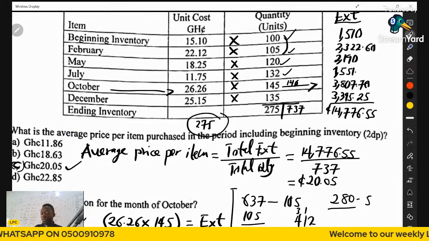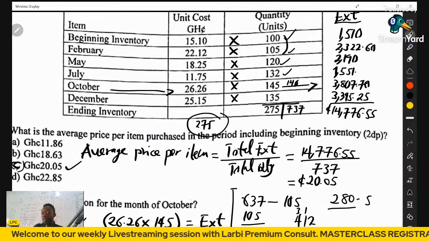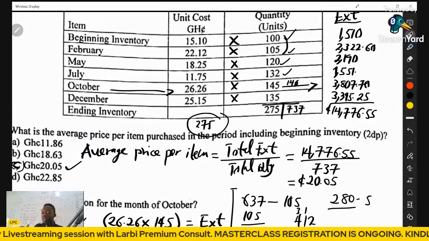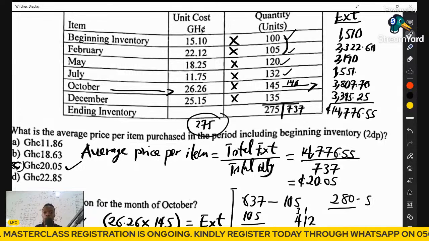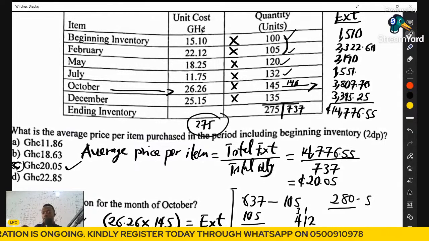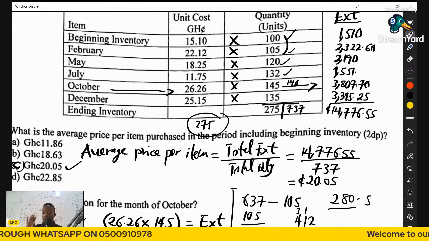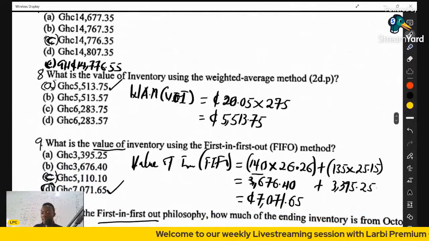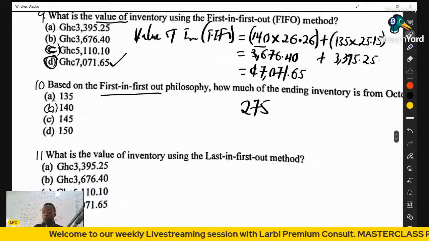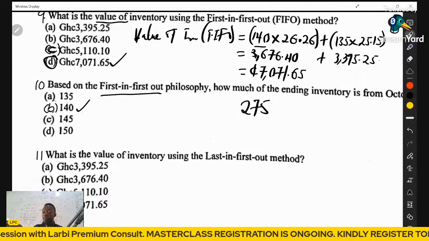They can even ask you how much of the ending inventory in terms of quantity is coming from December. That should be 135. If they ask how much of the ending inventory is coming from July, do you have any ending inventory coming from July? No, so that should be 0. These are the ways they can tease you to think in order to get an answer to a problem. This is how you need to reason so that we understand the concept that we are learning. So out of this, 140 is coming from October using the first in, first out principle.